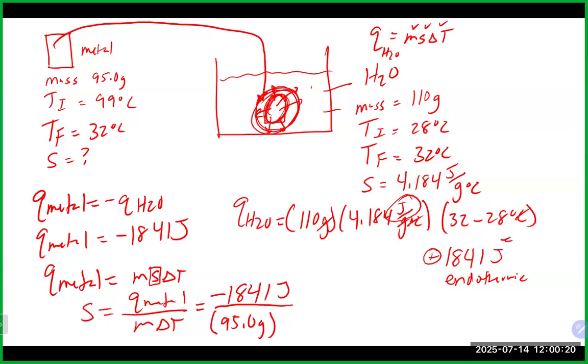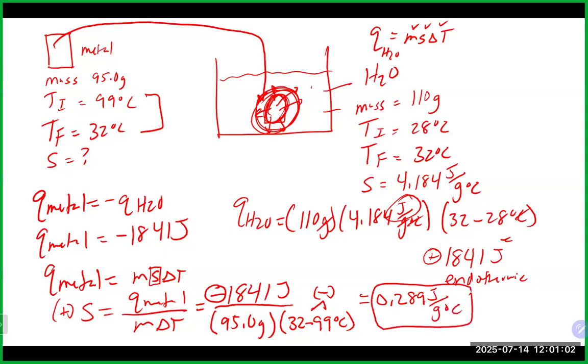And again, it's really important at this point to also remember you still do final minus initial. And for the metal here, our final is 32, our initial is 99. The importance of that is this is going to give you a negative number, which will go with that negative number to turn that into a positive number. So again, you need to make sure that you pick up the negative sign correctly. And if you do that, you will end up with something like 0.289 joules per gram per degree Celsius. Not bad on a made-up problem.